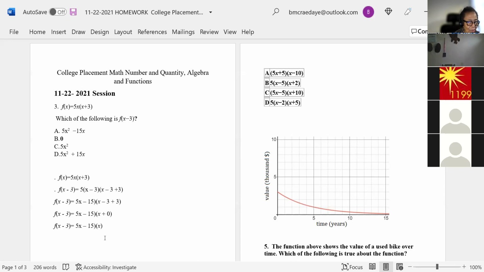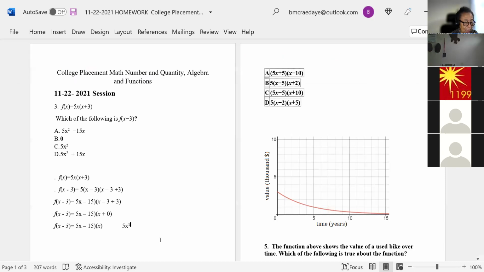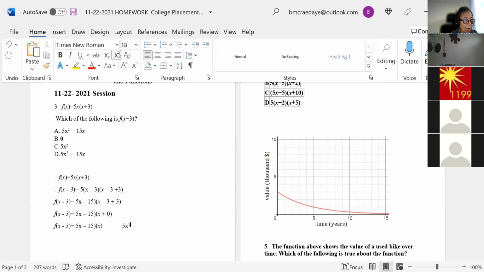X times 5x. Variable times a variable, and they're the same. The x is the variable. You add the exponents, and this is like saying 5x, and let me just put a 1 there, because the default is 1, right? So 5x to the 1 power, okay? And we are multiplying that.